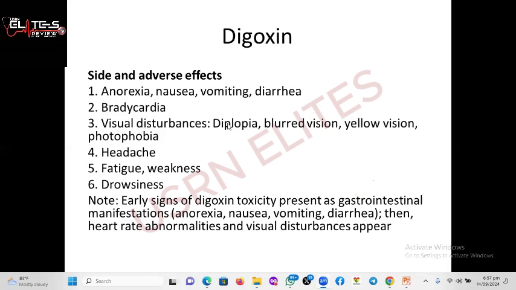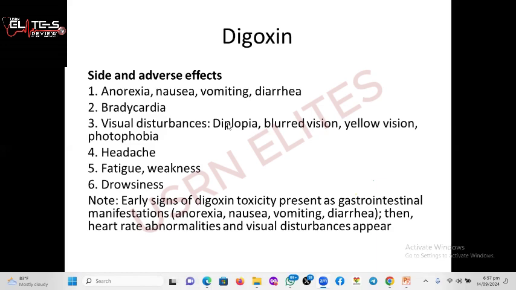Now, my interest for today's class is that we need to know the adverse effects of digoxin, and then the management when someone is taking digoxin. When it comes to the side effects for digoxin, if someone is on digoxin and the person is complaining of nausea, vomiting, and diarrhea, any form of GI abnormality with digoxin tells you that the person is developing digoxin toxicity.